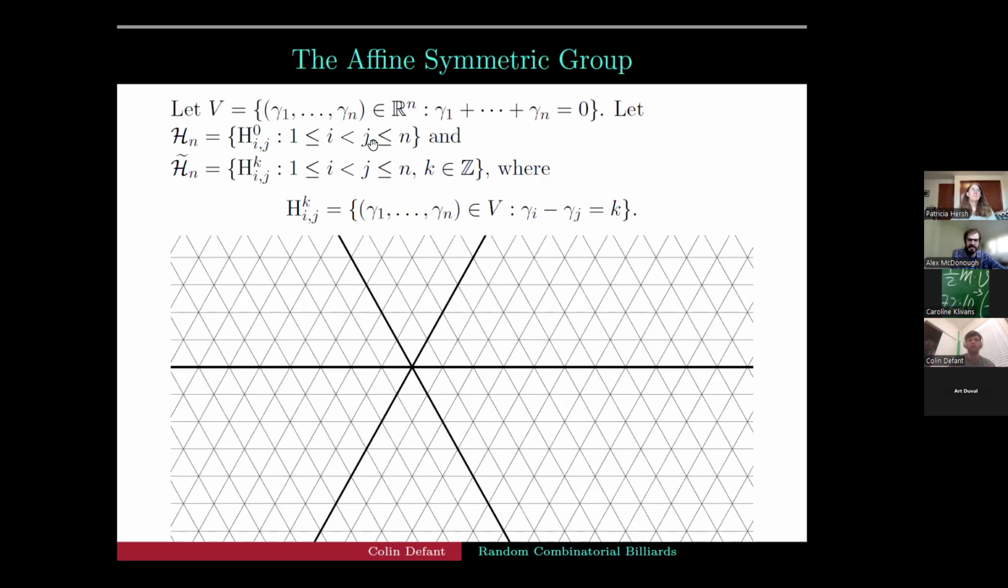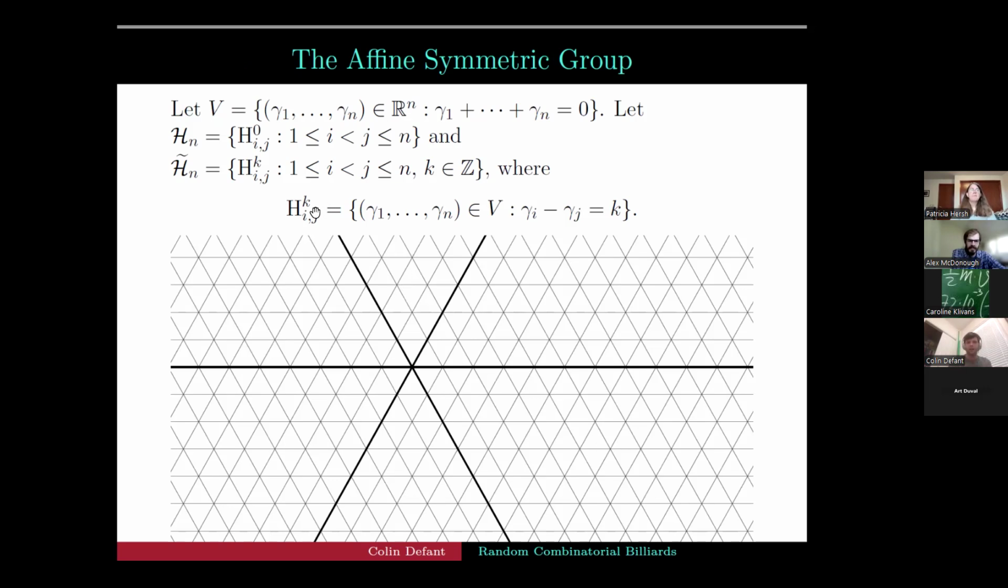Okay. So for me in this talk, the space where my billiard systems will live is this space V. It's the set of points in R^n whose coordinates sum up to 0. So this is just some n-1 dimensional Euclidean space. So if n is 3, I just get a 2-dimensional space like this.